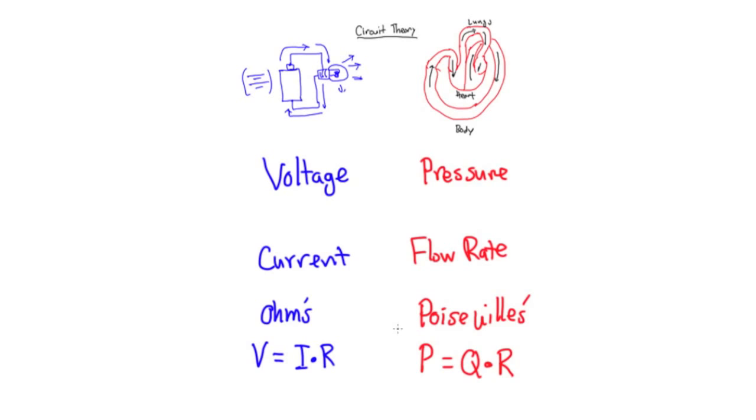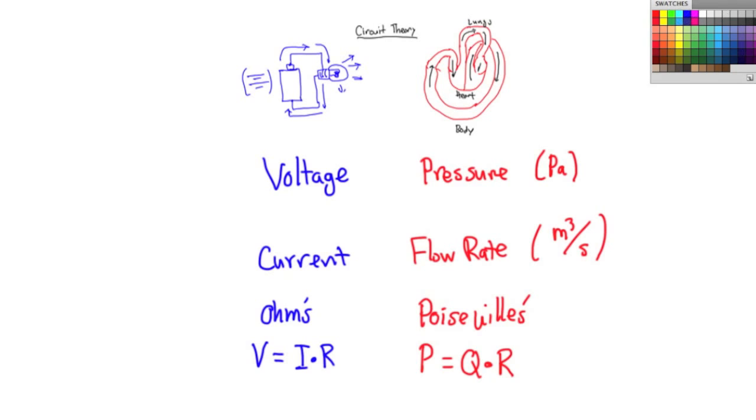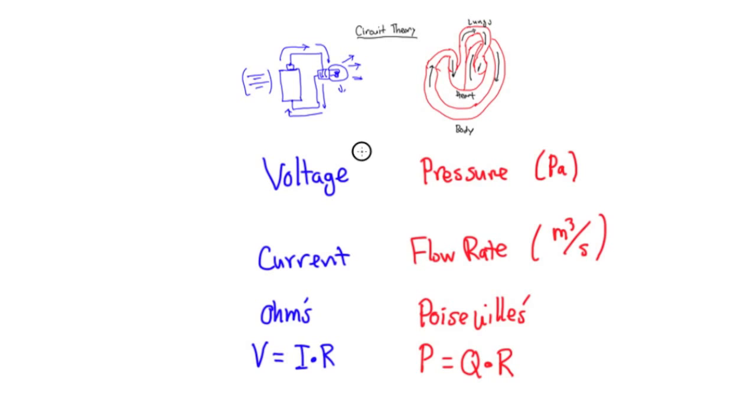Also, in terms of the units, pressure is typically something like pascals. Flow rate is typically something in meters cubed per second. In the case of voltage, you simply have volts, and for current, you have something called amps. So voltage is something like volts.